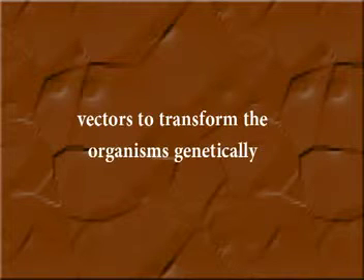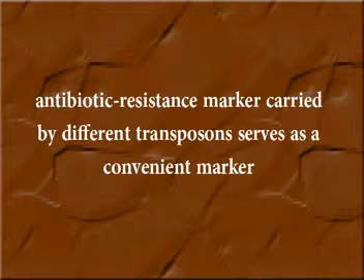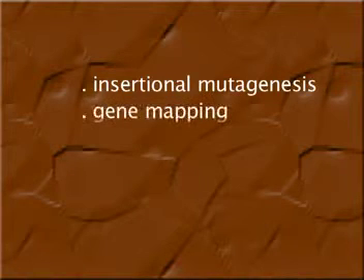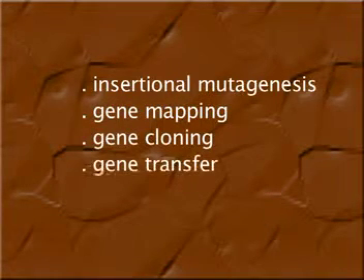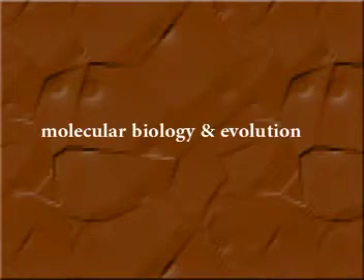Transposable elements have also been used as vectors to transform organisms genetically. In prokaryotes, the antibiotic resistance markers carried by different transposons serve as convenient markers. Transposable elements have many potential applications in genetic research, including insertional mutagenesis, gene mapping, gene cloning, gene transfer within and between species, and identification of genes expressed in specific tissues at a particular time. All these genetic approaches are important in the study of molecular biology and evolution. As the number of known transposable elements increases and their properties are further documented, their utility as genetic research tools will become greater.